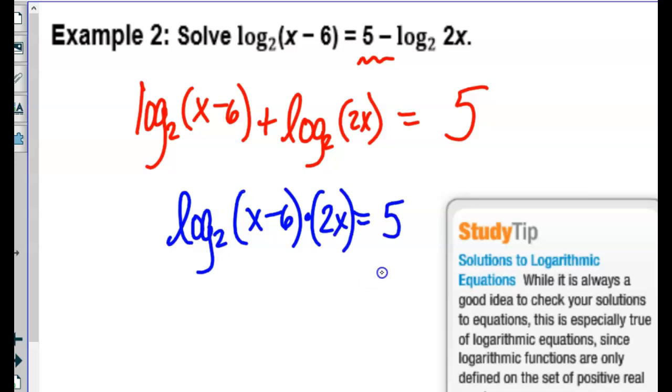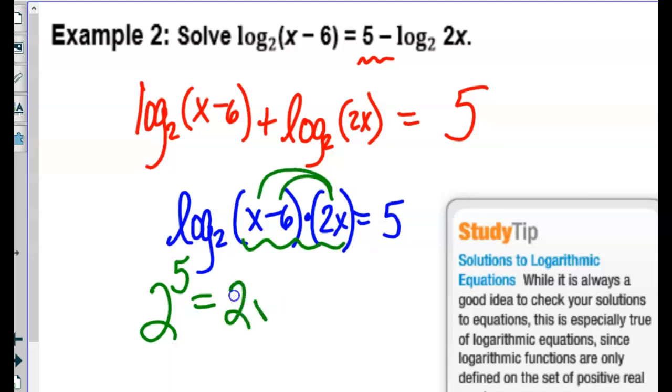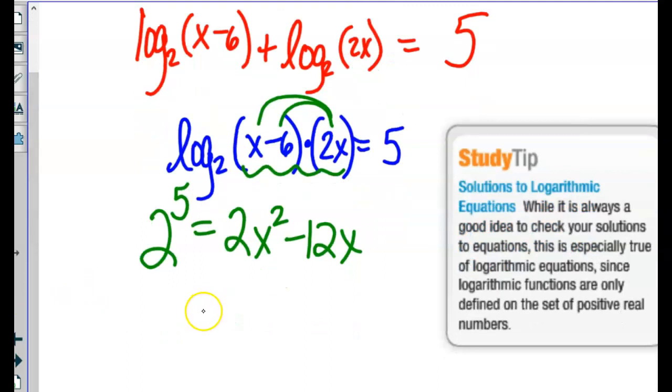Okay? You want me to write it like your teacher last year did? Or you want me to think of it as a rewrite? It's 2 to the 5th, right? Equals all of this. Can we distribute that before we write it down to save a little? 2x squared minus 12x. Okay, please tell me you know how to solve a quadratic.